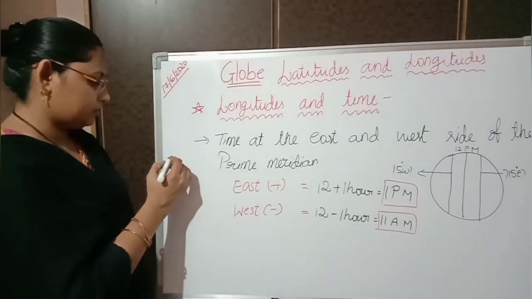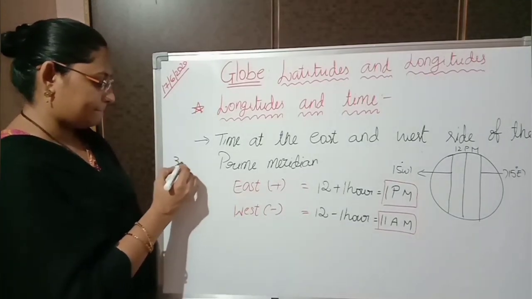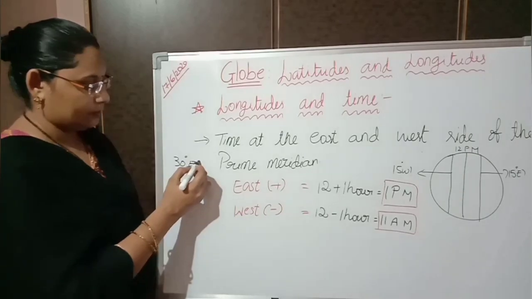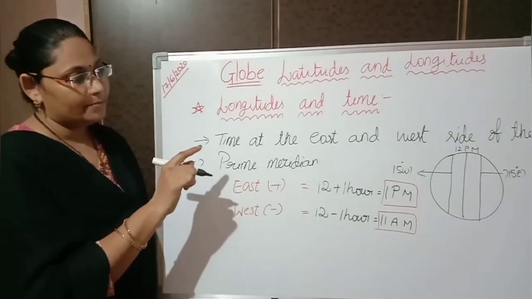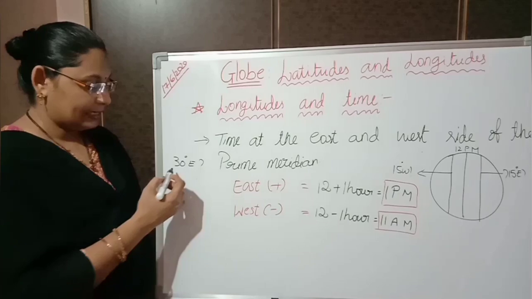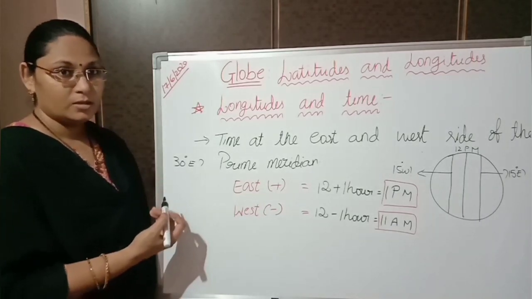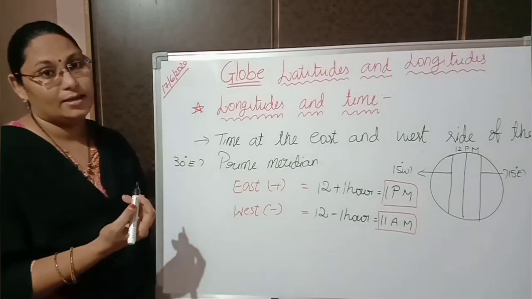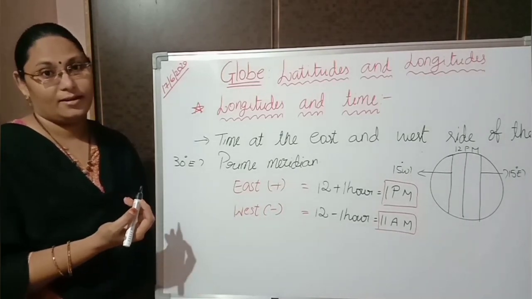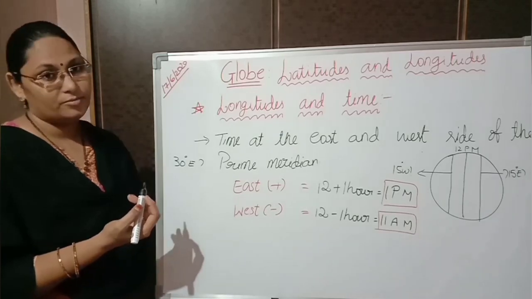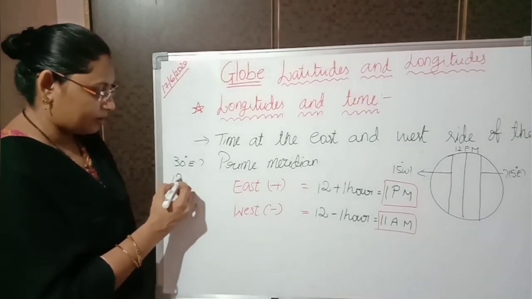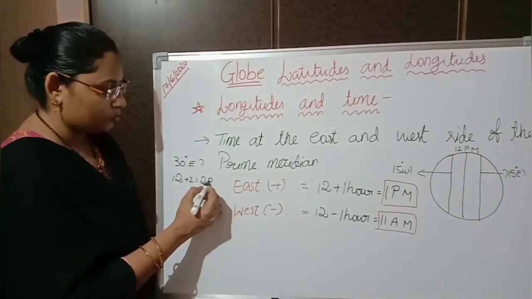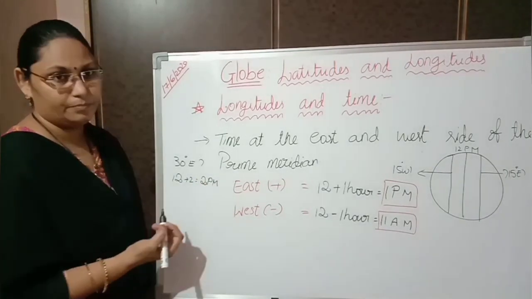For example, 30 degrees east, how much? At the same time, the prime meridian is showing 12 noon, and 30 degrees east, how much? For 30 degrees, how many hours do we have to add? How many 15s are there? 2 hours we have to add. So 12 plus 2 is equal to 2 PM.